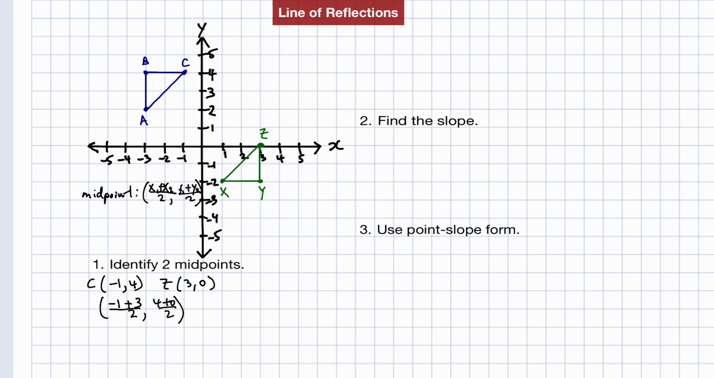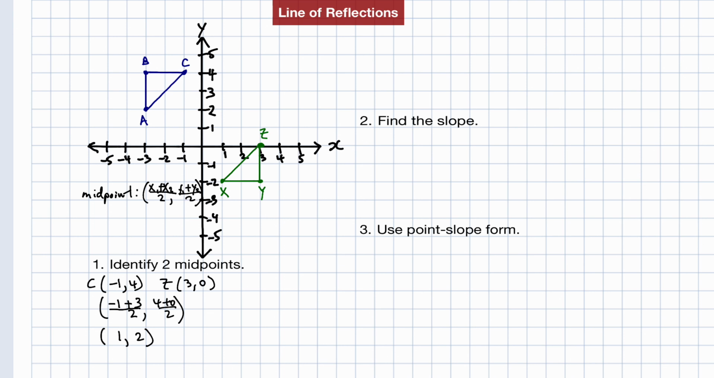Once we simplify that, we get 1, 2. Just to walk you through this, -1 plus 3 is equal to 2. 2 divided by 2 is equal to 1. So that's how we get 1. On the y-coordinate side, we have 4 plus 0, which is just 4. 4 divided by 2 is equal to 2. So now we know one of the midpoints is 1, 2.